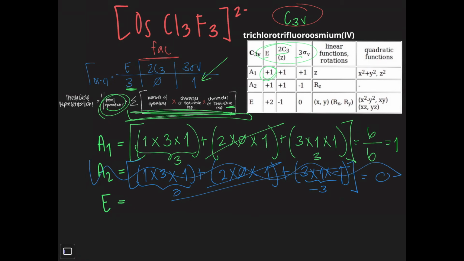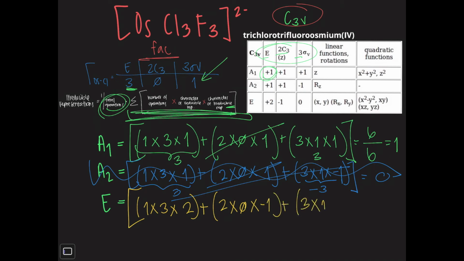Now on to the last one. We're going to do the same thing. We're opening up our brackets, and then there's 1 identity, there are 3 reducible, there's a +2 on our table, and then for the next one, there are 2 C3 rotations, 0 reducible reps. We have a -1 on our table now. Then we have 3 symmetry planes. There's 1 character for the reducible representation, and now we have a 0 on our table.